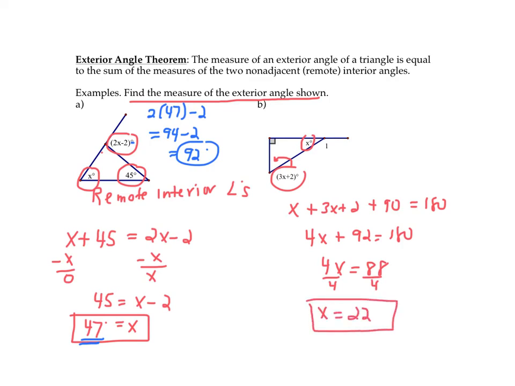But again, remember that you have to go back and answer the question. All right, so if x is equal to 22, then we can just take 180 minus that 22 to find this exterior angle. And 180 minus 22 is going to leave us with 158 degrees.